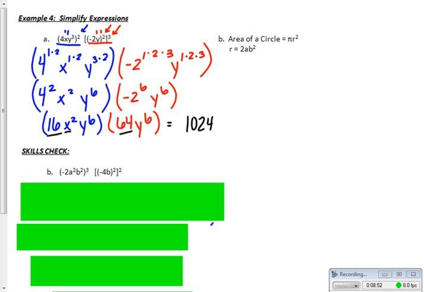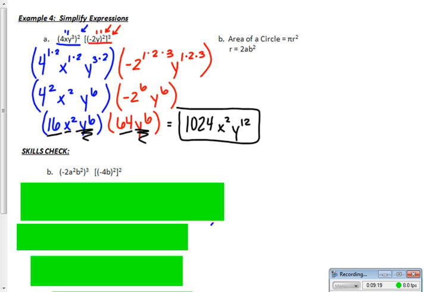We have x to the 2nd power. Notice there's no x to the 2nd power over here, so we just drop in x to the 2nd power. Now we have y to the 6th and y to the 6th. When they have the same base and they're being multiplied, you add the exponents. So we would end up with y to the 12th. Here's our answer for A, 1,024, x to the 2nd, y to the 12th.